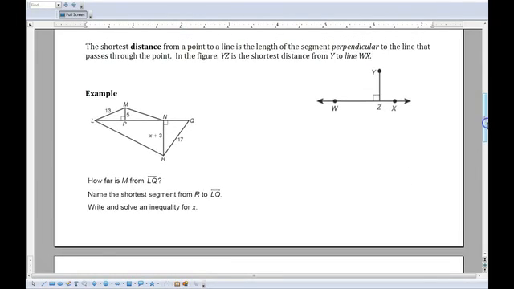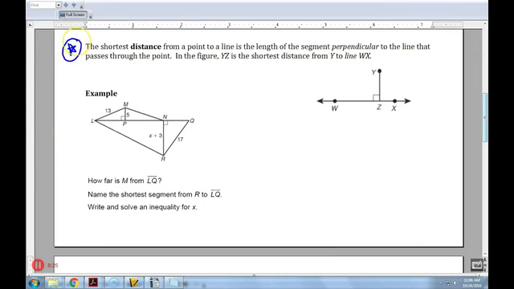All right, scrolling down, this is a really important issue that we're going to use throughout the rest of the course, so I'm going to put a star there. The shortest distance from a point to a line is the length of the segment that's perpendicular. Okay, and let me kind of explain this.